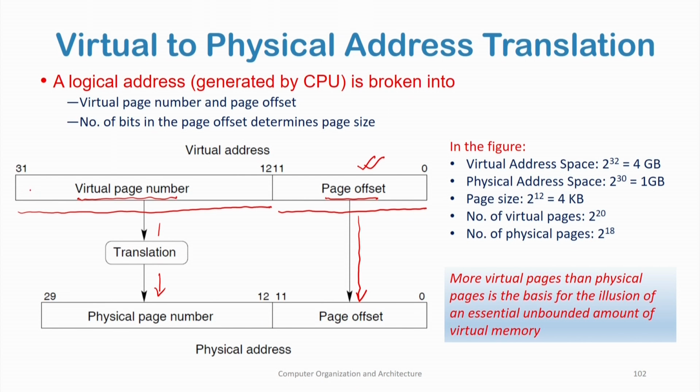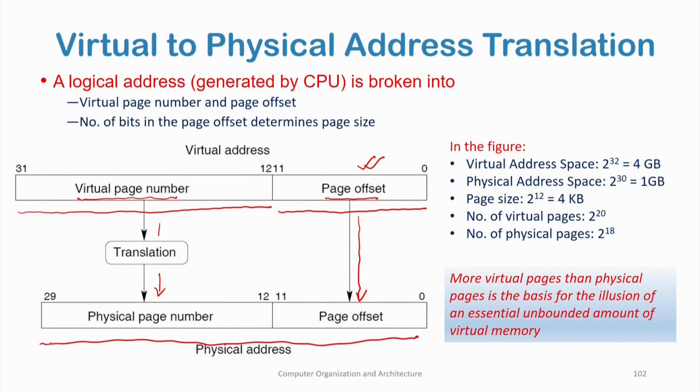We see that the number of bits in this virtual page number and this physical page number are different. This virtual page number has 20 bits, however, the physical page number we see is from 12 to 29. So, it has 18 bits. So, the number of physical memory page frames here is only 2 to the power 18, but the number of virtual pages that I can have for this process is 2 to the power 20. Okay. Now, this one is the physical address.